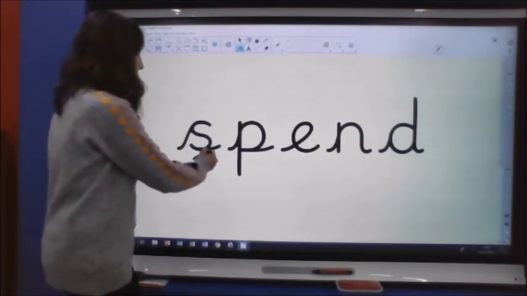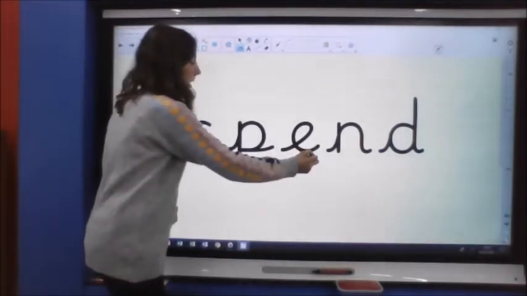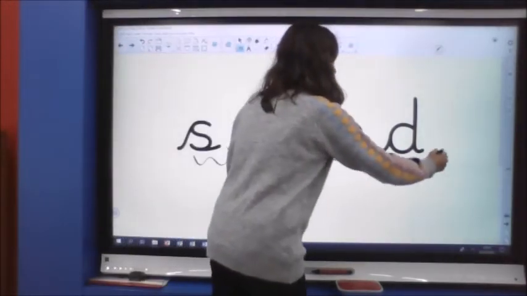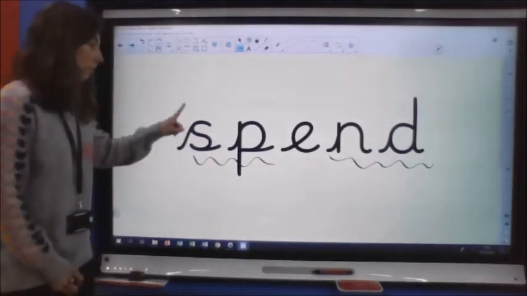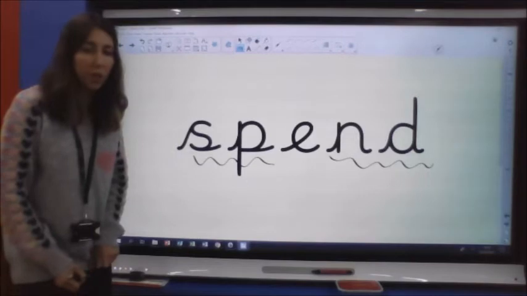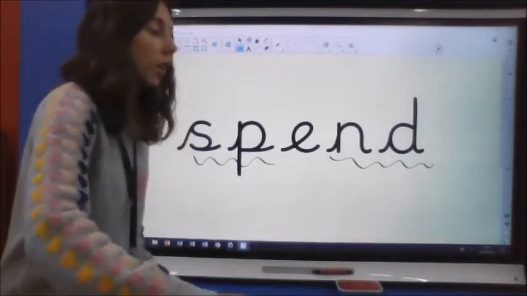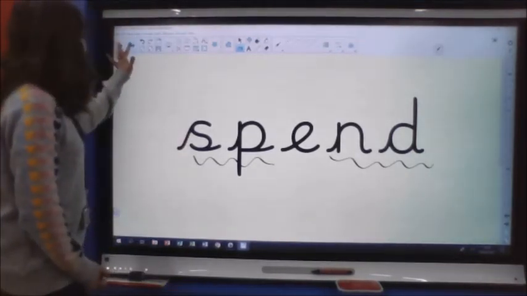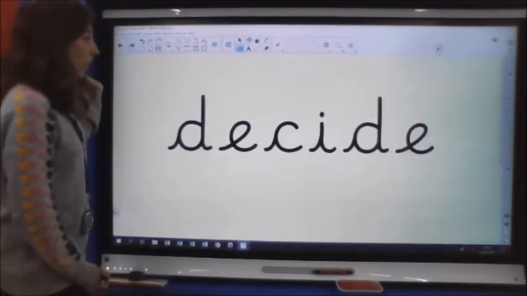Okay, next one. Can help by putting the sound buttons under. E or E? What do you think? Write it down on the side that you think it goes. Next one.